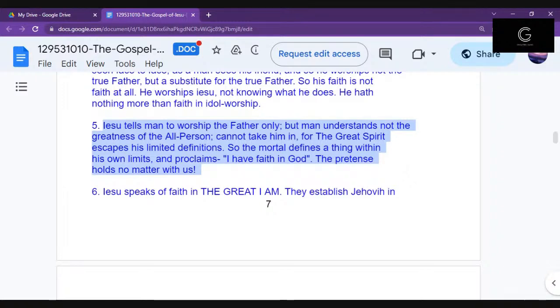Iesu tells man to worship the Father only. Creator only over here. Shout to the Creator. No gods, no lords, no saviors. You have been for 6,000 years, less than 25 years, standing on it. Since the time of Zarathustra. Since the early beginning of the Adamites and Sethites. Since the Enochian times, since the times of Noah, you've been standing on it.